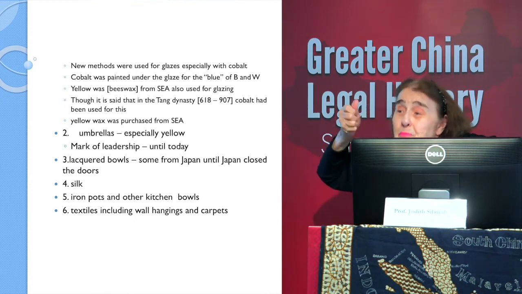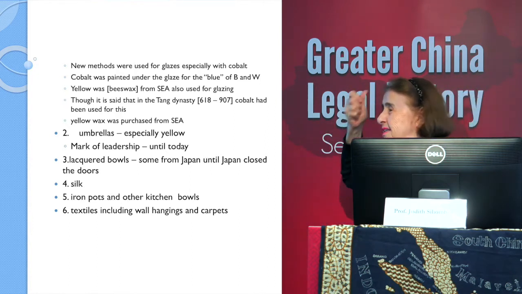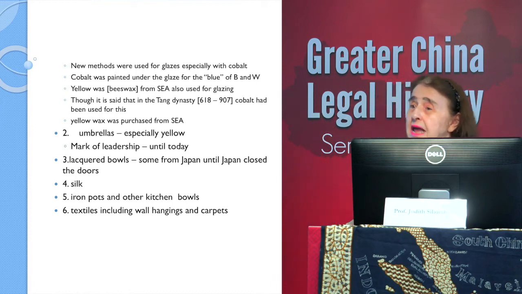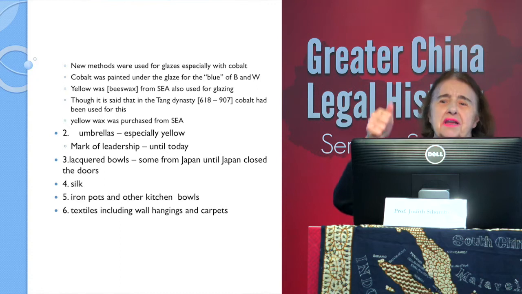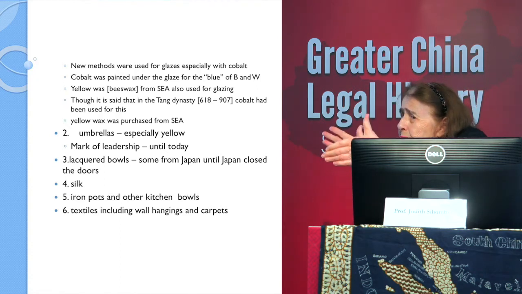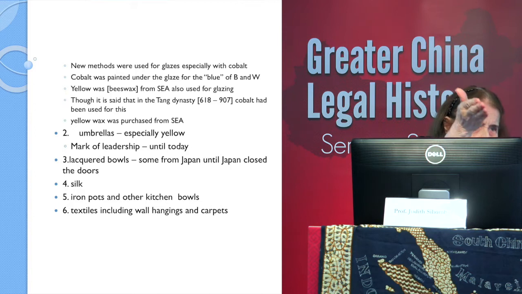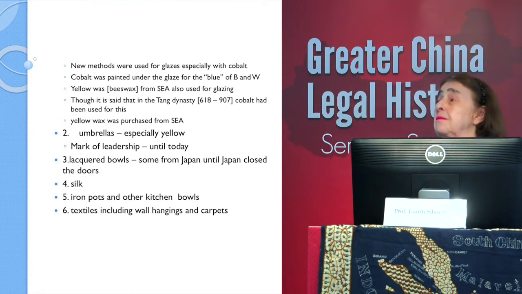It's the sign only, under Islamic law and sultanates, for the king. So yellow umbrellas for all of the kings, the princes, the princesses, the tunkus, etc. Big business in yellow umbrellas. Not bad business. Mark of leadership. Lacquer bowls. Now, most of these went across from Japan to China. Japan closed the doors in about the 16th century, so China was carrying those goods down from China on behalf of Japan.